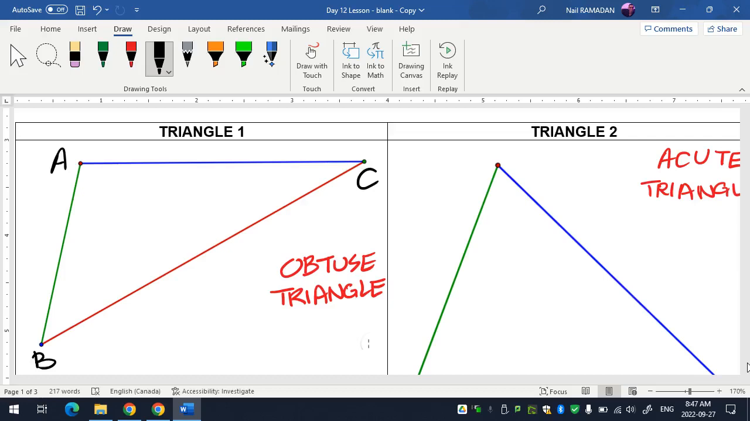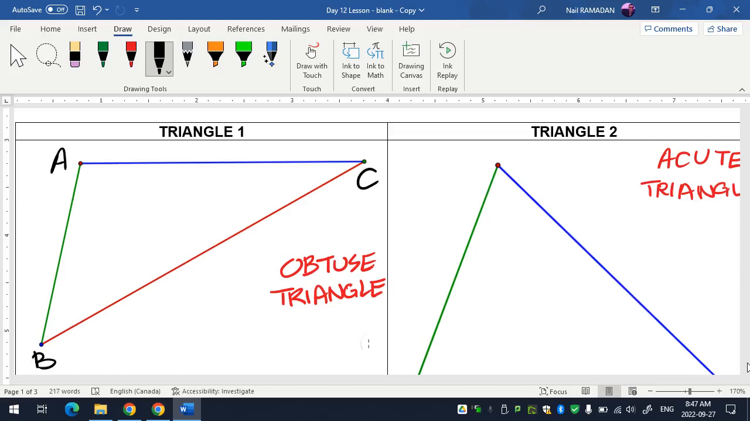hypotenuse. So what do we use? We use small letters. What angle do we have here? Small a or capital A? Perfect. So the one opposite to it gets named small a. This one is capital B. So where is small b? Right here. And this is capital C, and this has to be small c.